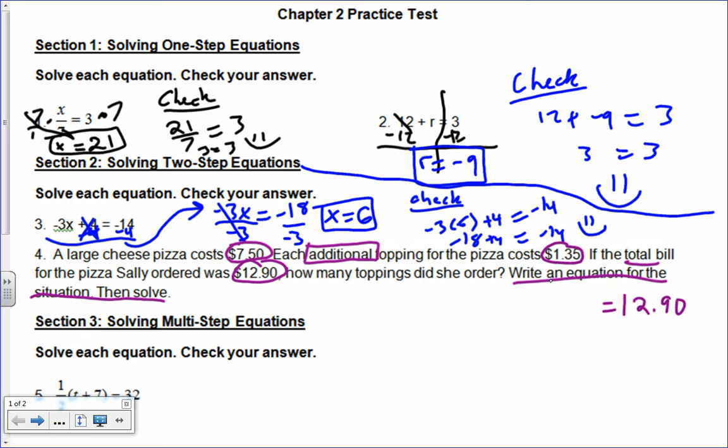If you look at this equation, a pizza costs you $7.50 plus $1.35 per topping. So we'll say our toppings would be our x. And there's our equation, but you do have to solve. So we want to figure out how many toppings it was. To solve for x, we first get rid of this number that's added to it by subtracting 7.50 from both sides.